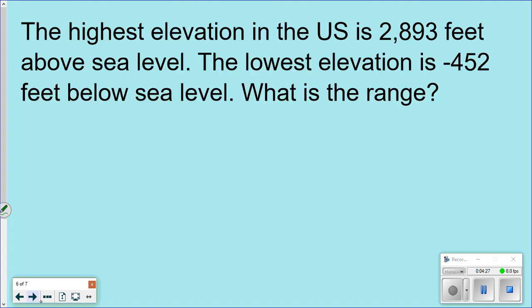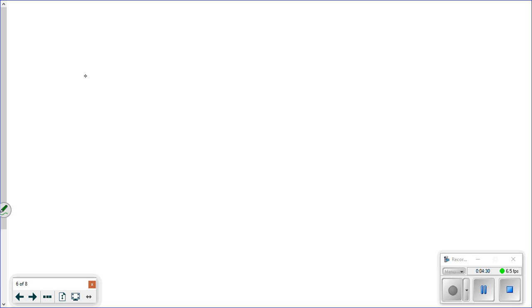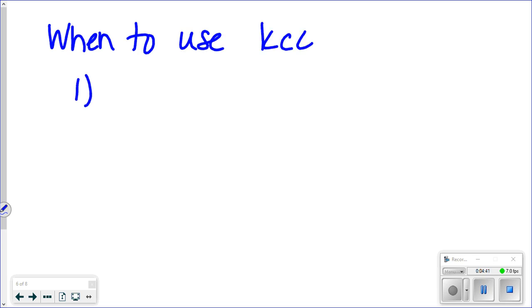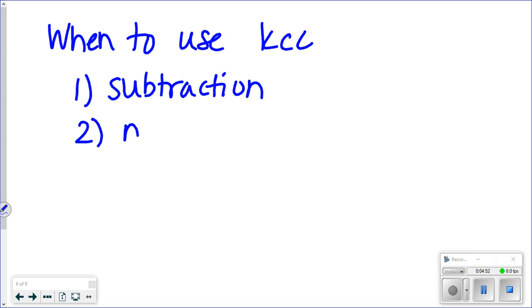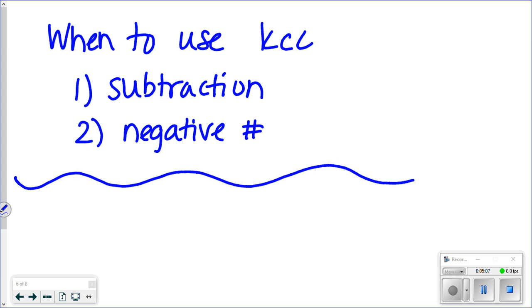Now, many times I have people ask me, when do I need to use keep, change, change? Let's say, when to use KCC. Okay, so number 1, subtraction is involved. You have to have a subtraction sign. The second thing, you have to have a negative number inside. It doesn't matter if the number is first or last. You have to have these two things to use KCC. Okay? There's an exception though.